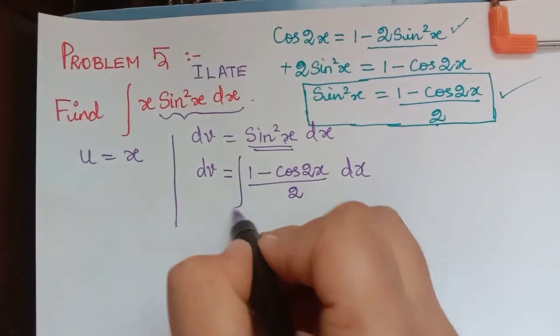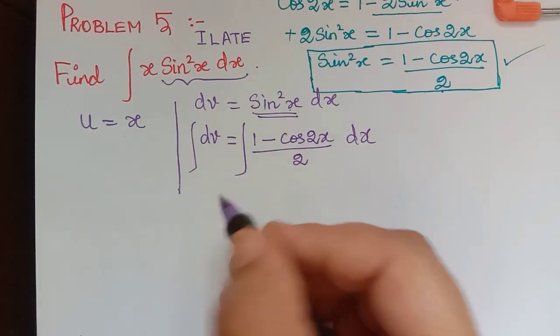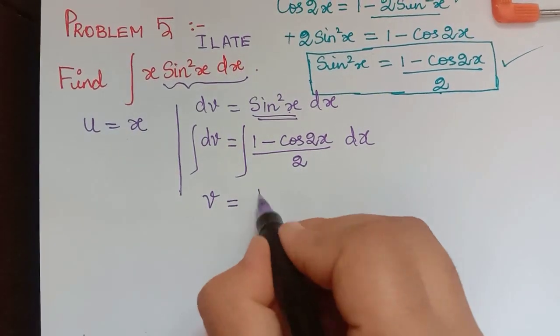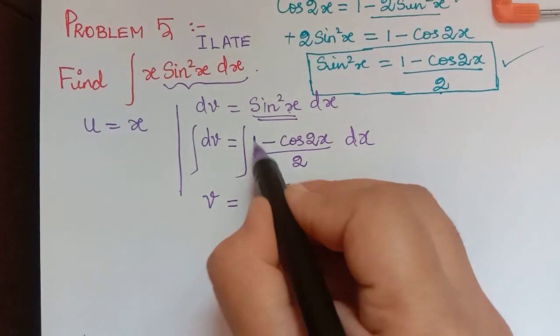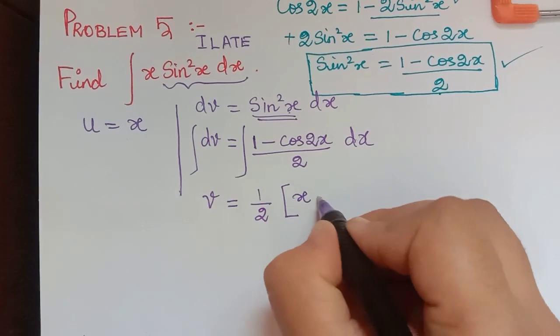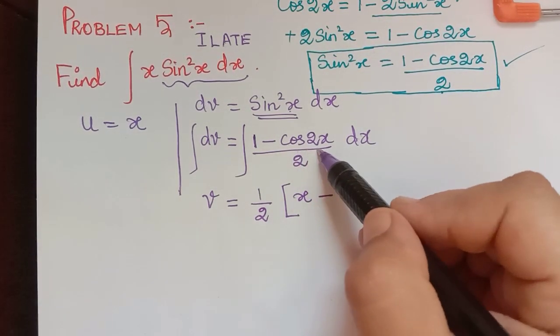Now we shall integrate on both the sides. So integrating on both the sides, the integral of dv is v, which is equal to, this 1 by 2 is a constant which can be taken out, and then we have to integrate 1. The integration of 1, that is dx, is x, minus, now we have to integrate cos 2x.